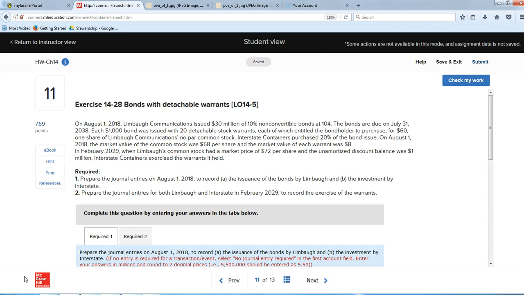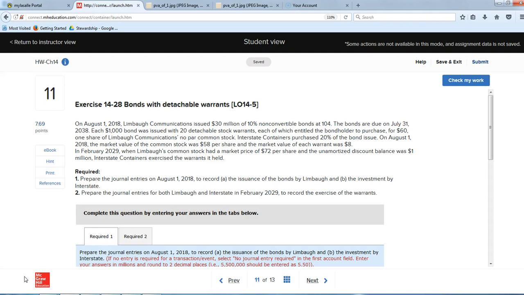Interstate Containers purchased 20% of the bond issue. On August 1st, 2018, the market value of the common stock was $58 per share, and the market value of each warrant was $8. In February 2029, when Limbo common stock had a market price of $72 per share, and the amortized discount balance was $1 million, Interstate Containers exercised the warrant it held.